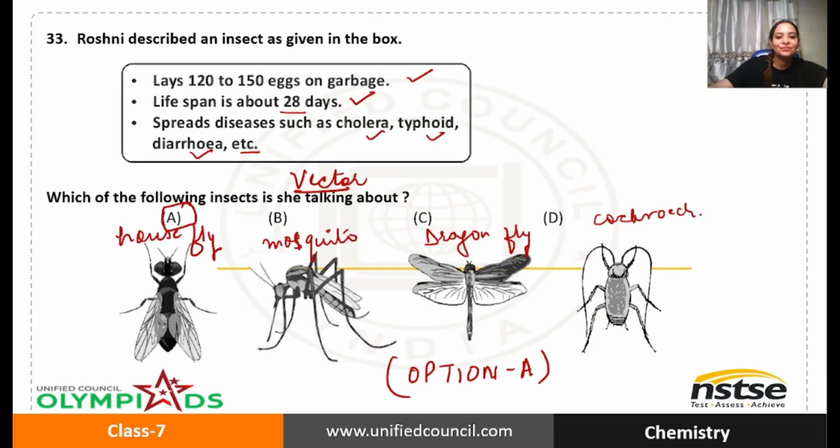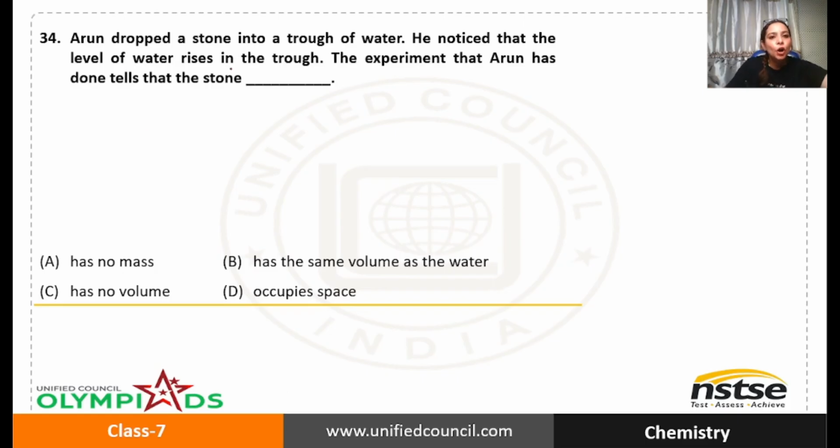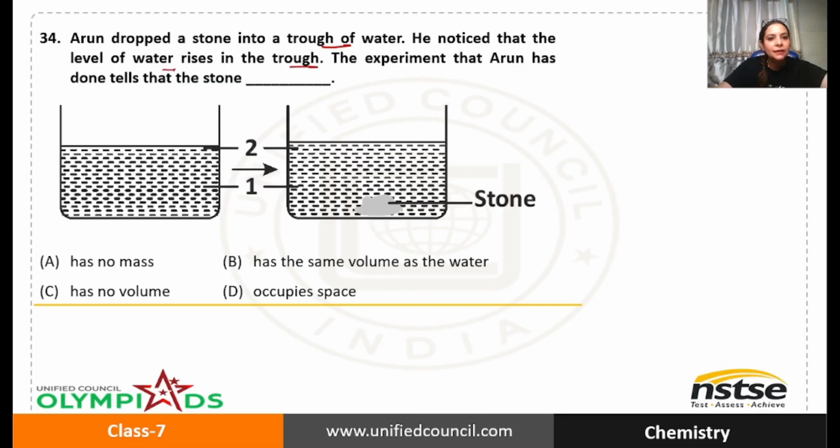Next question. Arun dropped a stone into a trough of water. He noticed that the level of water rises in the trough. The experiment that Arun has done tells that the stone, we have this experiment given. So Arun dropped a stone into a trough of water. Okay, so initially the level was this. When the stone was dropped, the level rose.